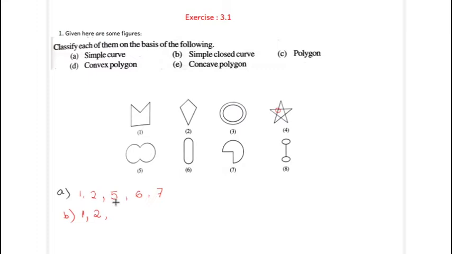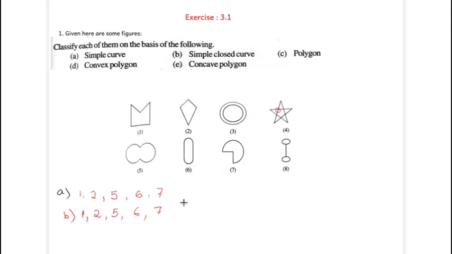Next simple curve is number 5. Number 5 is also closed, so yes, we will write it down. Next, number 6 is a simple curve and it is a closed curve also, so number 6. Number 7 is also a simple curve and it is closed also, so we will write number 7.